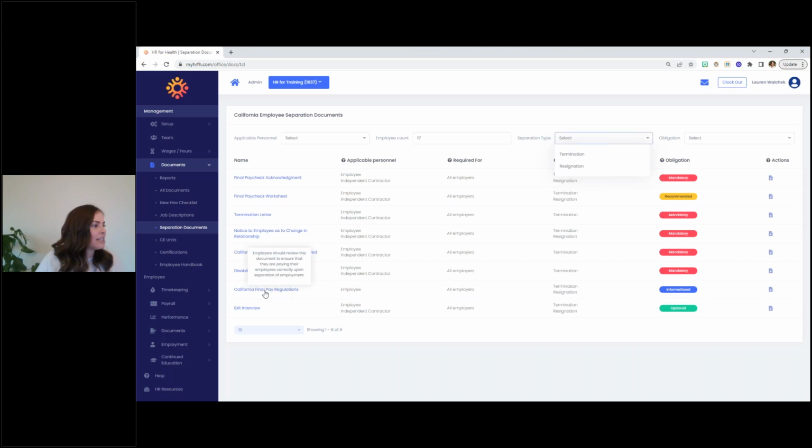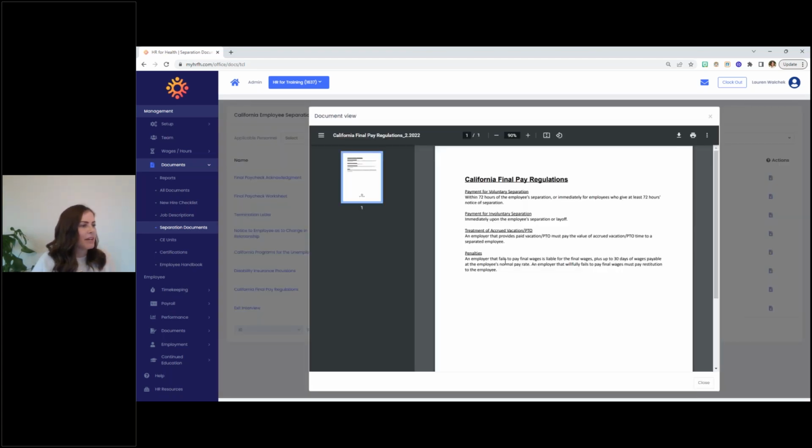So here, every state will have their specific final pay regulations. It goes over when you need to pay for voluntary, so that would be resignation, when you need to pay for involuntary, so a termination, how you need to handle vacation and PTO, and then any penalties that apply. So it'll give you exactly what would happen if you don't pay this correctly. So if you ever have questions like, what if I don't do this? What could happen? It's all included there for you.